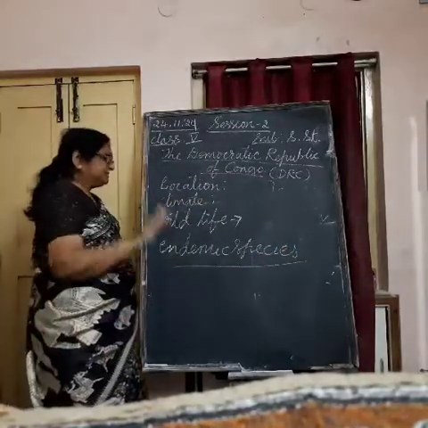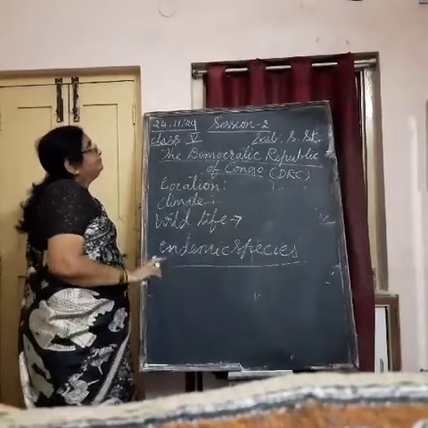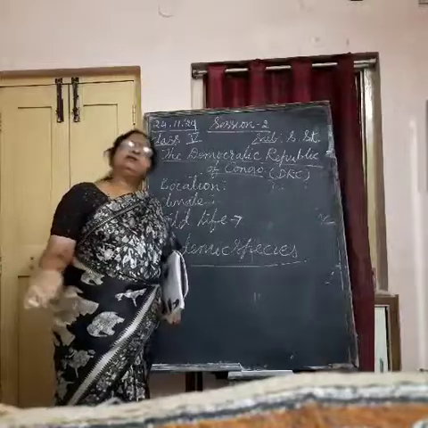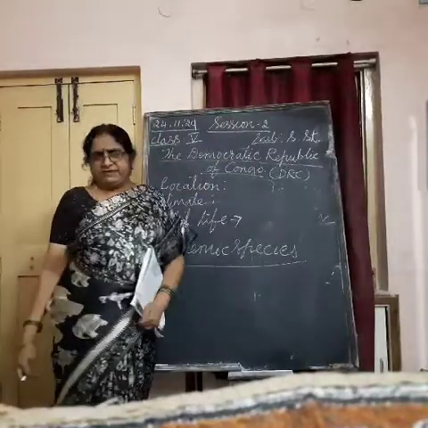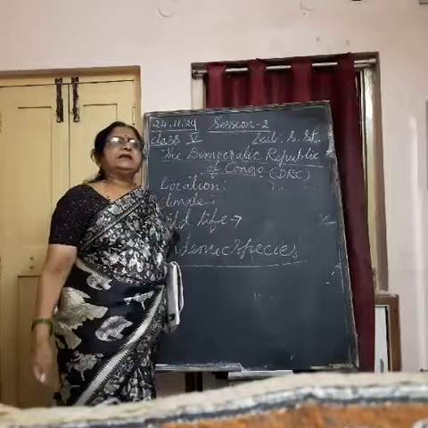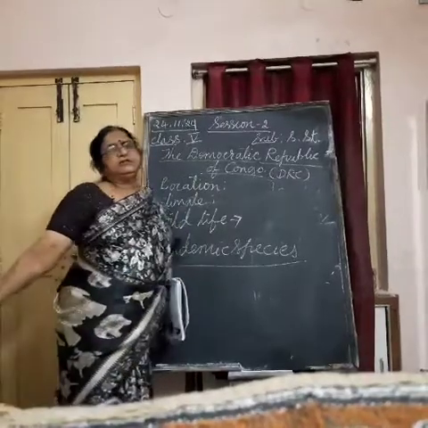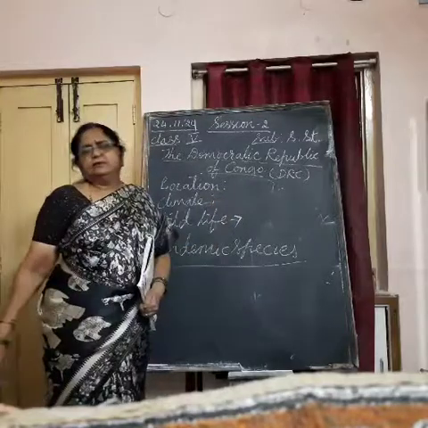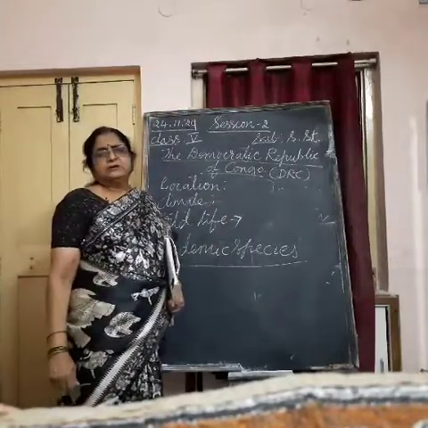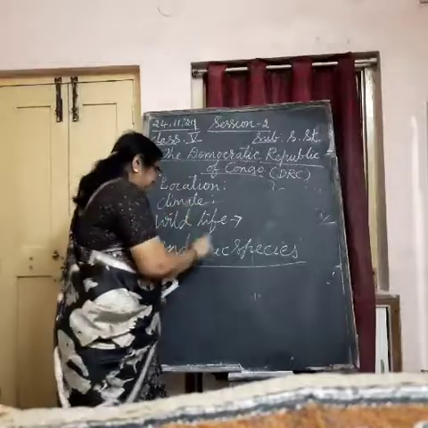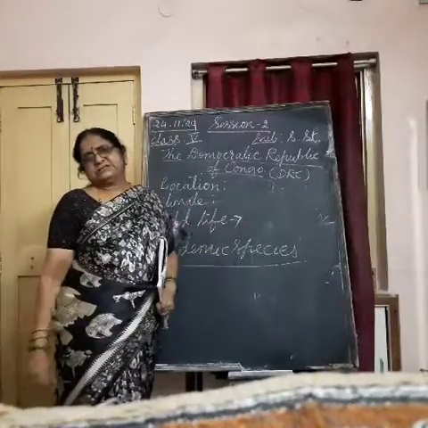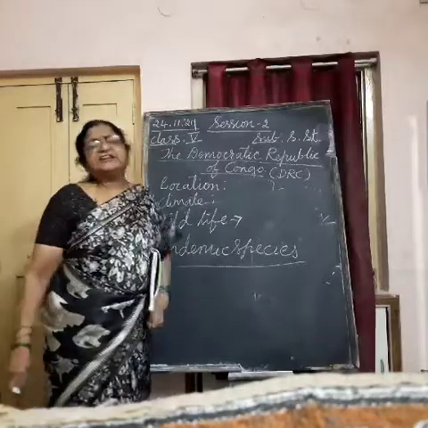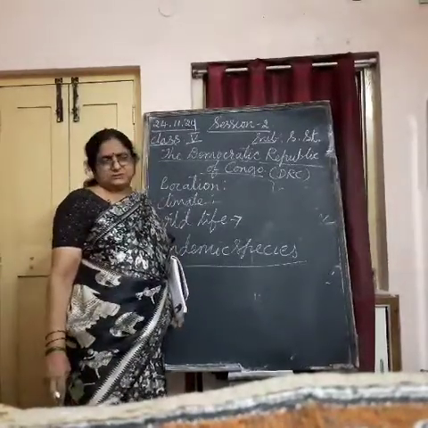Endemic species means the animals which are rarely found, which are found in one particular area, not everywhere. Endemic species are the species of animals which are found in a particular area of land, not everywhere. Got it? They are called endemic species. Understand? Endemic species of animals and rare species are found in these forests.